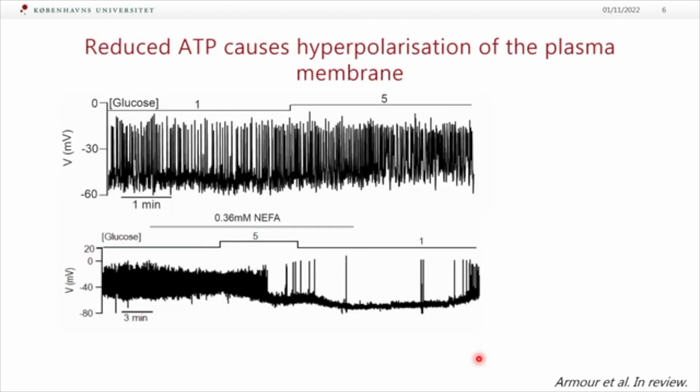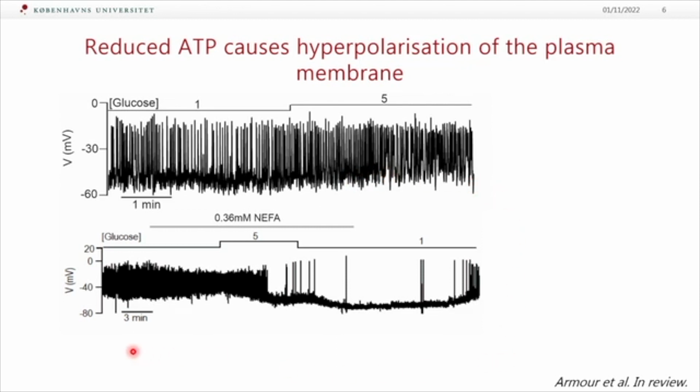So we wanted to put all of this together in a mechanism, and our collaborators kindly did some electrophysiology for us. So here you can see two traces. The top one is in the absence of fatty acids, and you may have seen similar traces previously published that show this slight depolarization of membrane potential when you increase the glucose concentration.